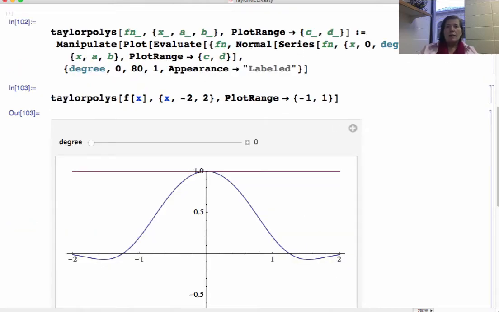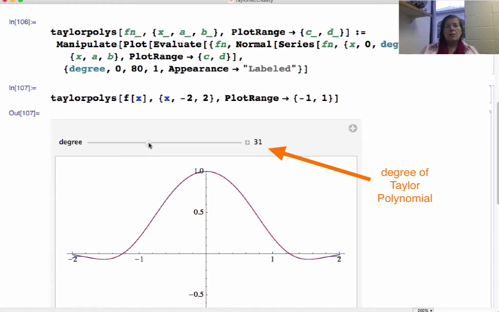As we did before, I can make an animation showing the graph of the function and the nth degree Taylor polynomials for n increasing between 0 and 80 as before. If we're interested in the graph of this function, say between minus 2 and 2, now we could work with the formula of the function, but we see that the 30th Taylor polynomial is almost identical to the graph of this function between minus 2 and 2.